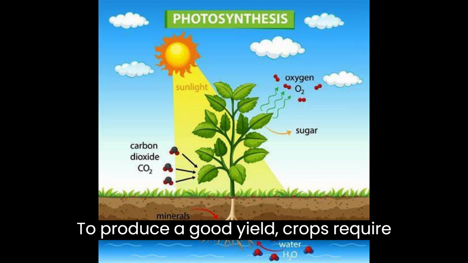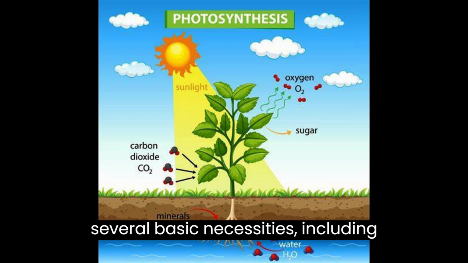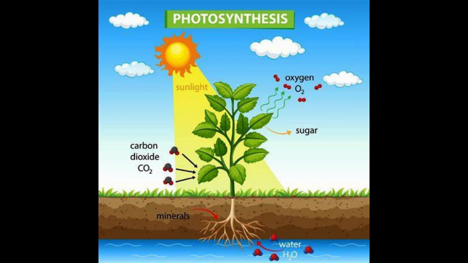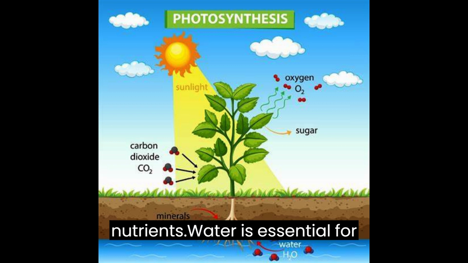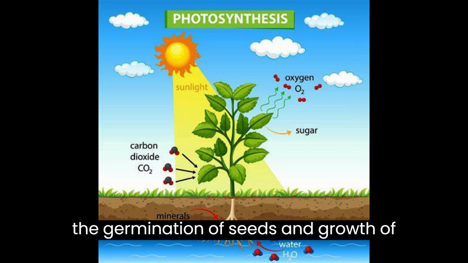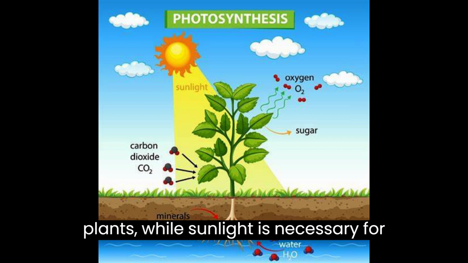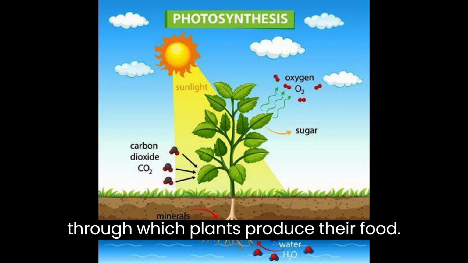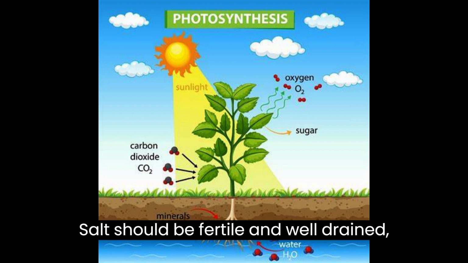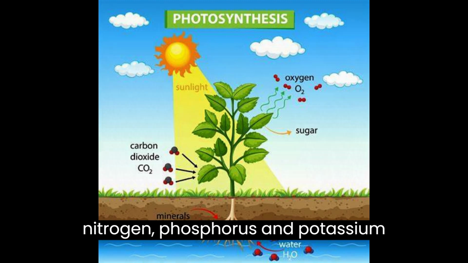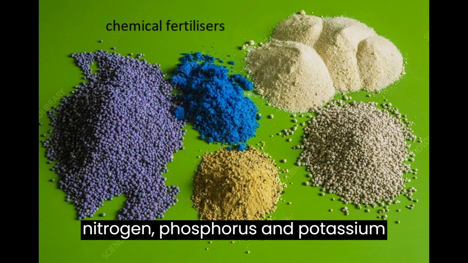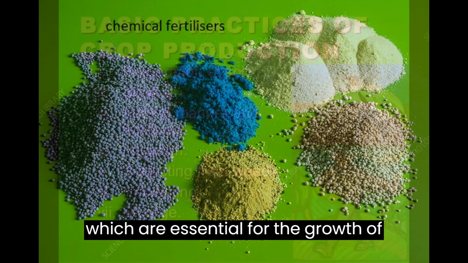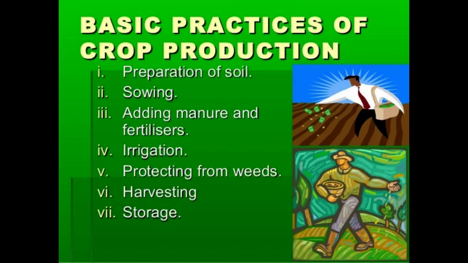Part 2. Requirements for crop production. To produce a good yield, crops require several basic necessities, including water, sunlight, soil, and nutrients. Water is essential for the germination of seeds and growth of plants, while sunlight is necessary for photosynthesis, which is the process through which plants produce their food. Soil should be fertile and well-drained, and it should contain nutrients like nitrogen, phosphorus, and potassium, which are essential for the growth of plants.